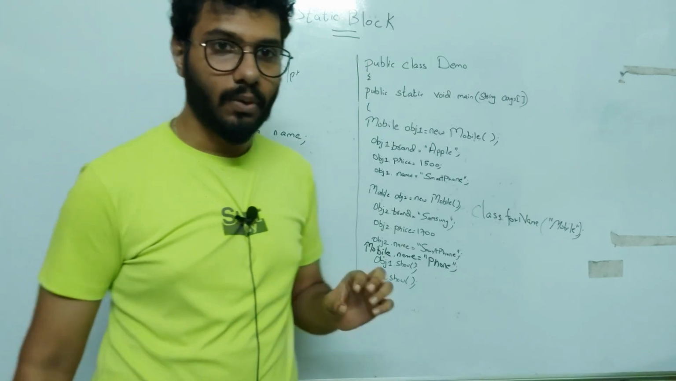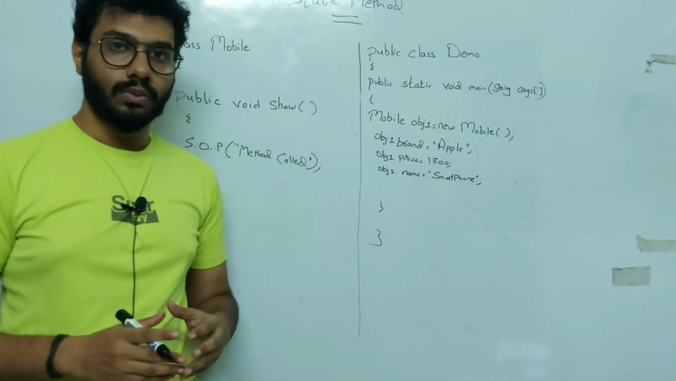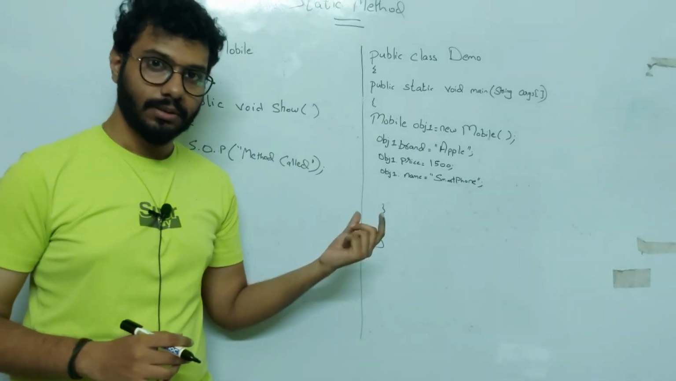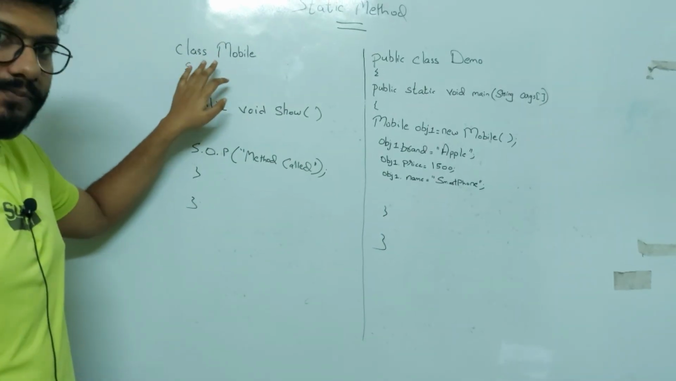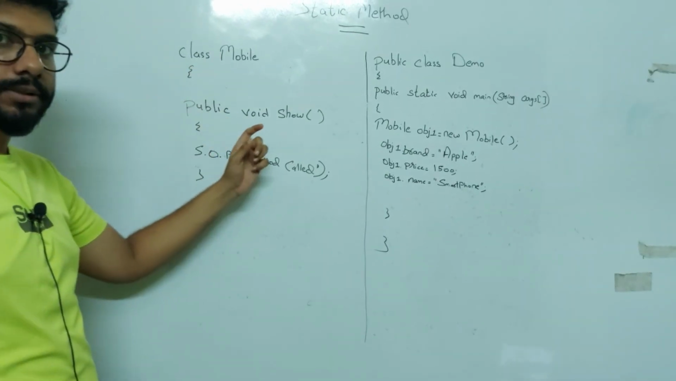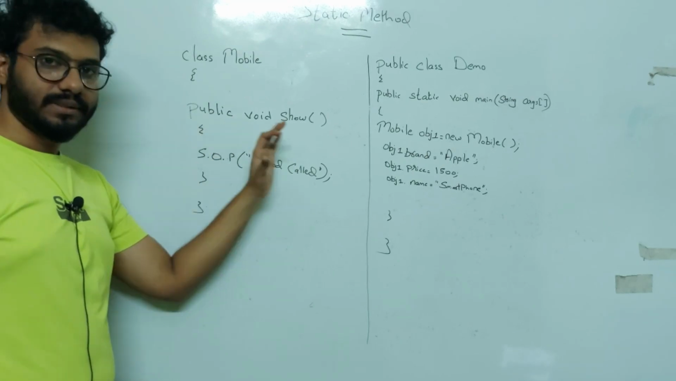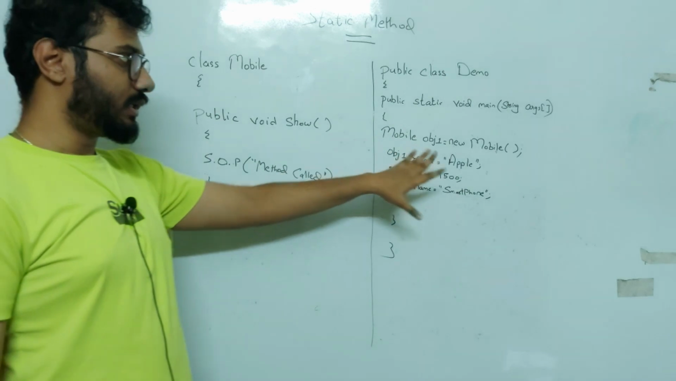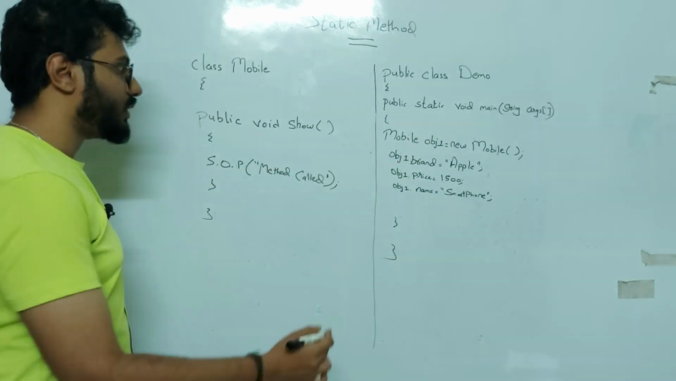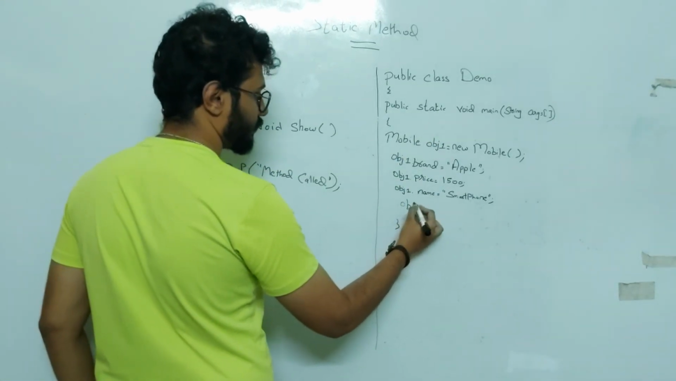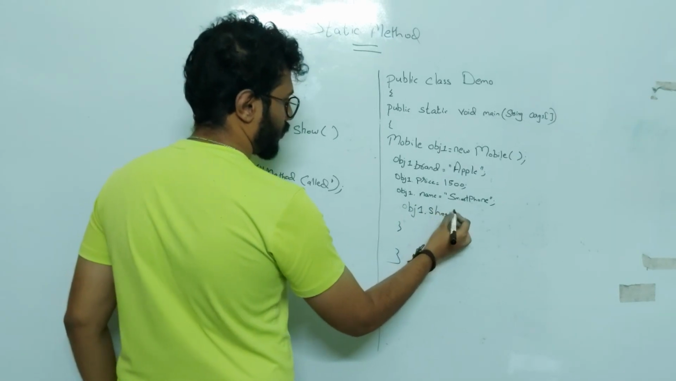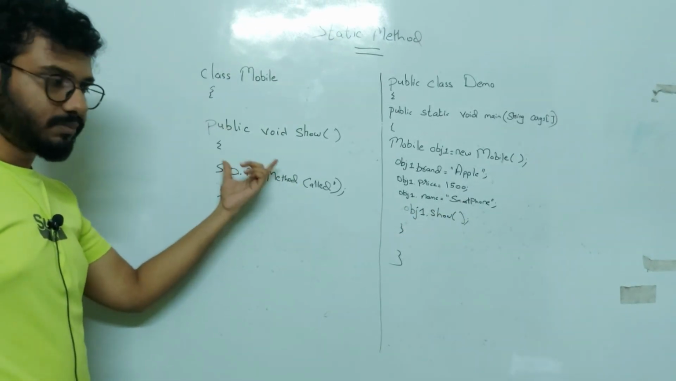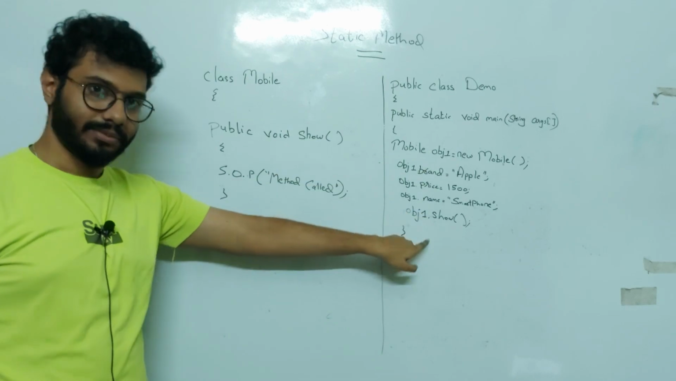Next we're going to see about static methods. Now let us talk about static methods. Here in the class Mobile we have a method called show. This is an instance method. To access this instance method, we need to create an object, and only then can you access this method.